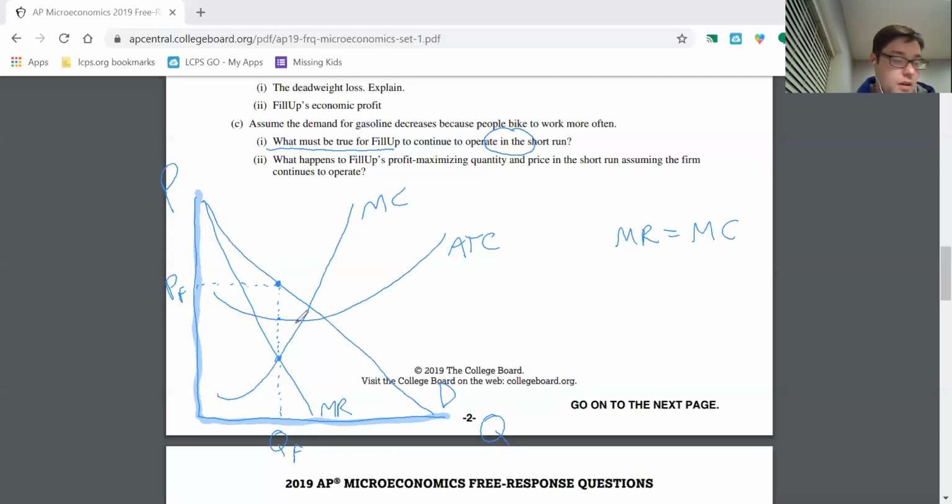They don't ask about that in this question, but it's always good to know if something like that would come up. All right, what they do ask about, and this is the next thing they want you to do, is to shade the deadweight loss, right? So deadweight loss is a tricky concept when we're thinking about monopolists, from a societal perspective.